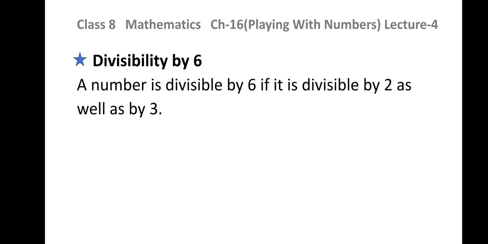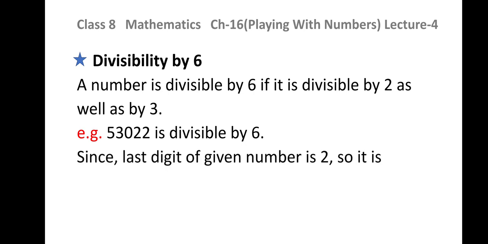Let us see now. A number is divisible by 6 if it is divisible by 2 as well as by 3. So, for example, this given number is divisible by 6. How can we say that this is divisible by 6? Let us find out now. First of all, we need to check the divisibility by 2 and then by 3, and then we can say that the given number is divisible by 6.